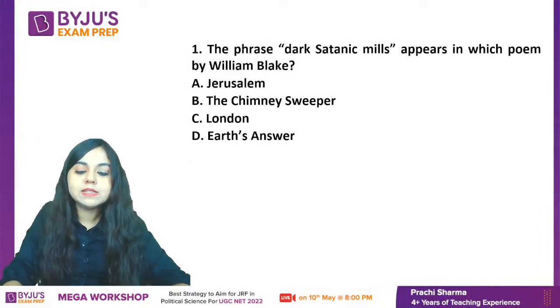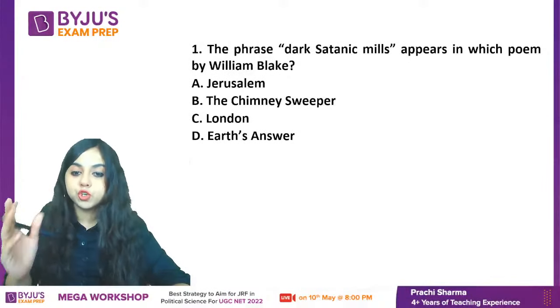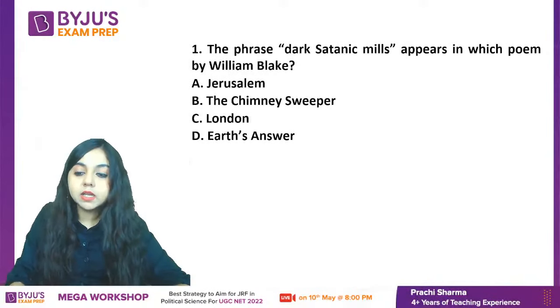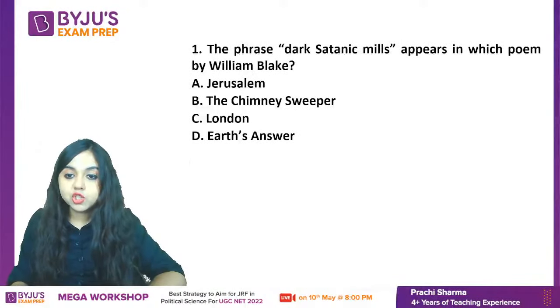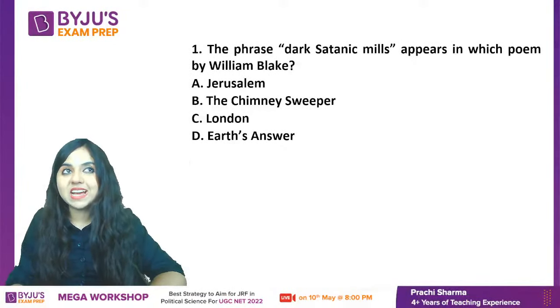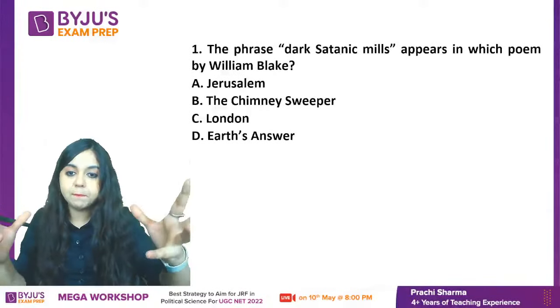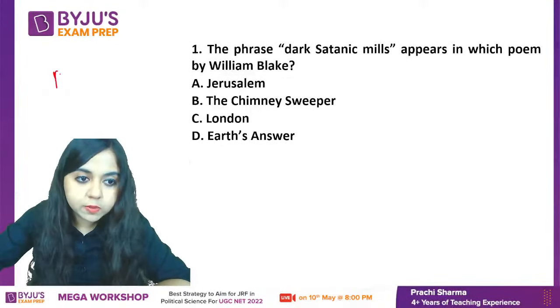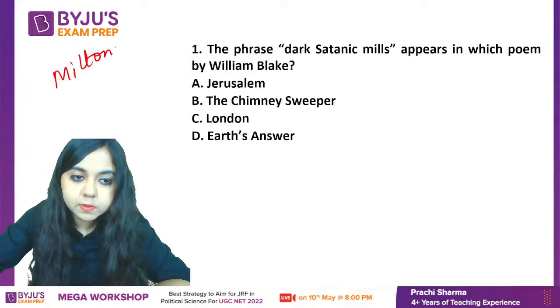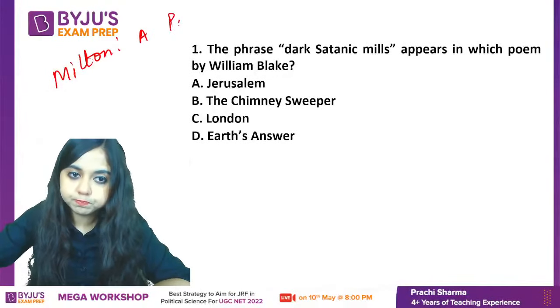Now, if you look at this, it actually comes from Jerusalem. Dark Satanic Mills was used by William Blake in his writing called Jerusalem. Jerusalem was written as a sort of preface to his epic Milton, A Poem in Two Books. So there was a work that he was writing, Milton, A Poem in Two Books.